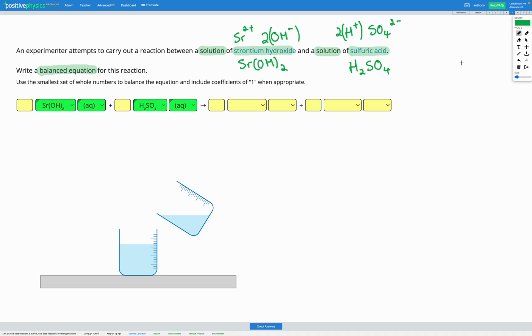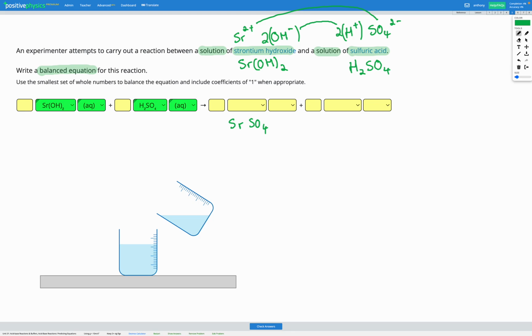Neutralization is a type of double replacement reaction. So our compounds are swapping partners with each other. So the strontium is currently with the hydroxide. The strontium is going to switch to being with the sulfate ion. And then the hydroxide is going to switch to being with the hydrogen ion. So we're going to end up with strontium sulfate. Strontium has a charge of 2+, sulfate has a charge of 2-. So we just need one of those with each other in order for our charges to balance.